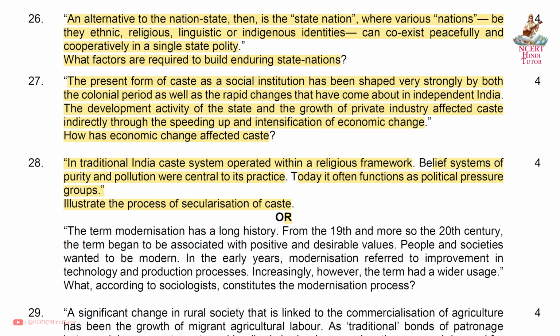Or, the term modernization has a long history. From the 19th and more so the 20th century, the term began to be associated with positive and desirable values. People and societies wanted to be modern. In the early years, modernization referred to improvement in technology and production processes. Increasingly, however, the term had a wider usage. What, according to sociologists, constitutes the modernization process?